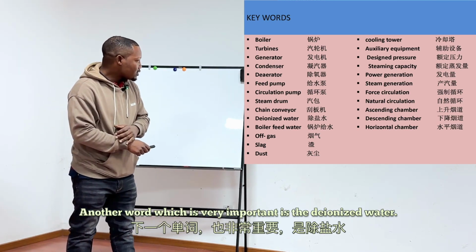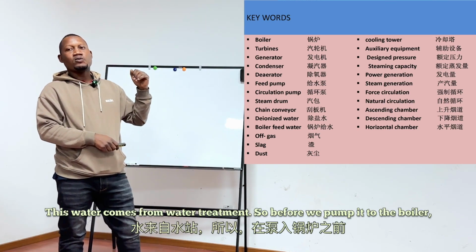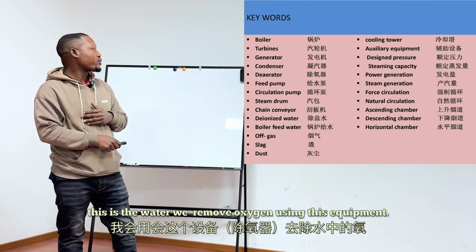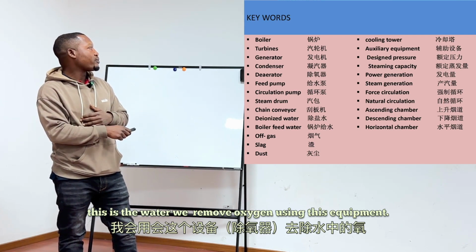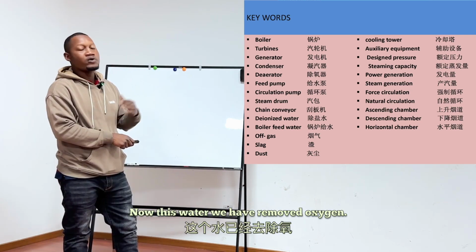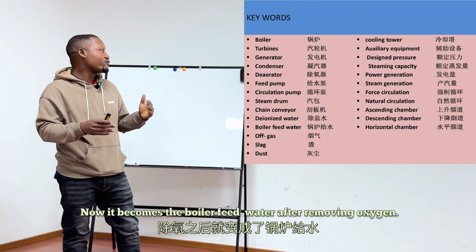Another word which is very important is the deionized water. This water comes from water treatment. Before we pump it to the boiler, we remove oxygen from this water using this equipment. The next word is the boiler feed water. This is the water from which we have removed oxygen. Now it becomes the boiler feed water.